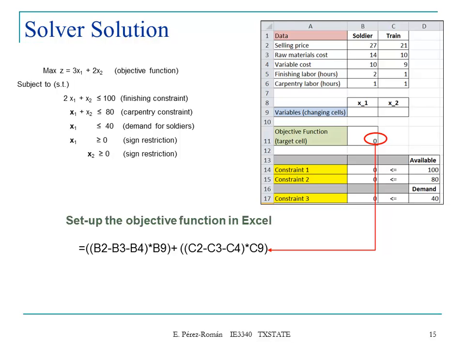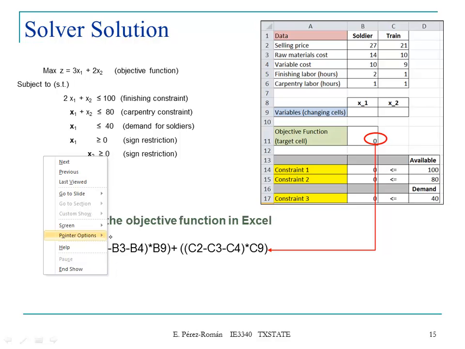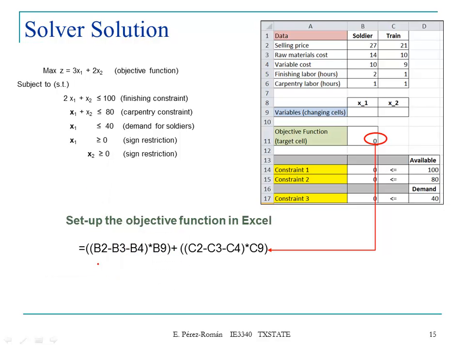The reason why I'm not putting all these expressions in the cell, minus 14 minus 10, and just putting 3 times V9, is because if I want to change those prices and solve the problem one more time, this is already coded. So the only thing you have to do is change the numbers there, and it will solve the problem with the new values. So let's set up the objective function in Excel.